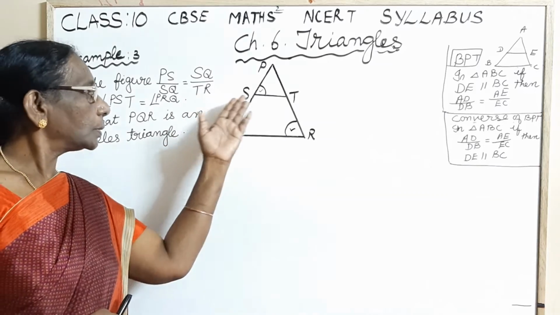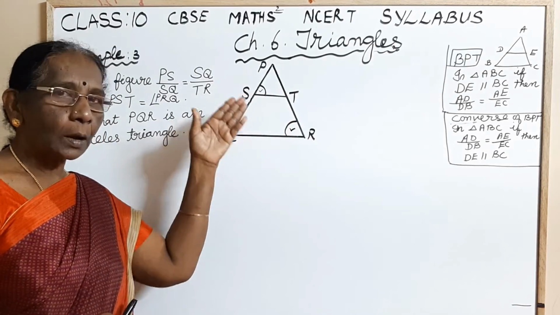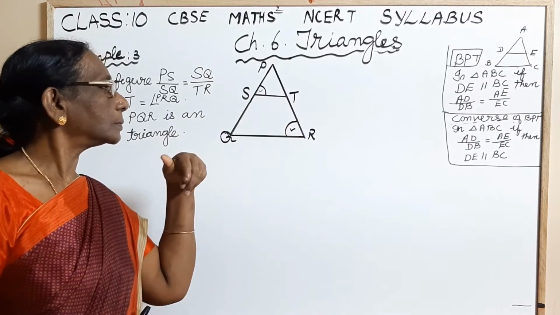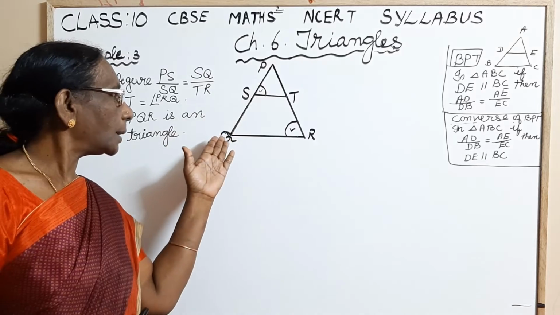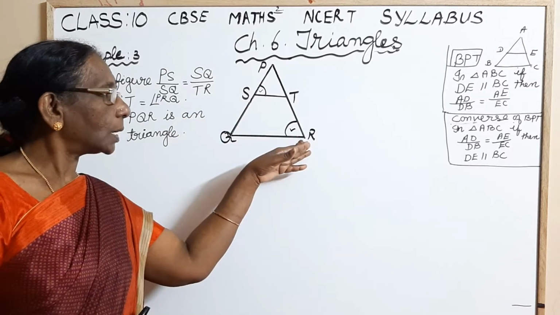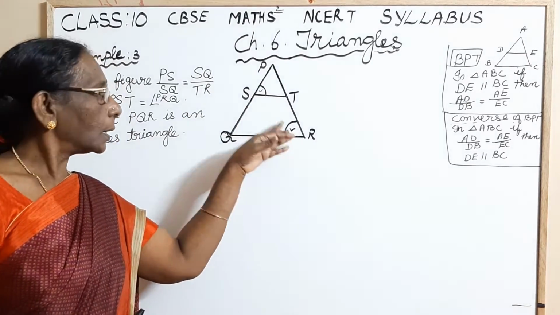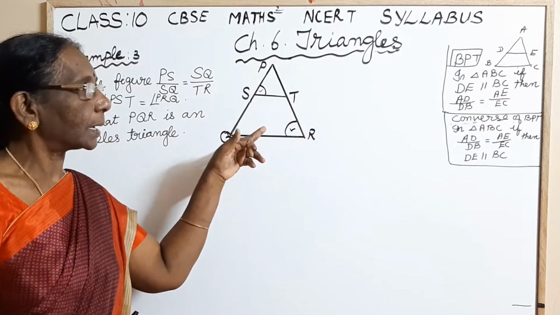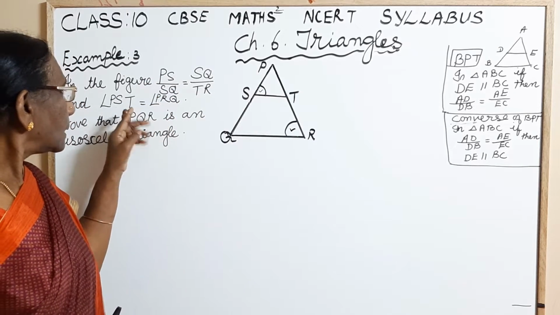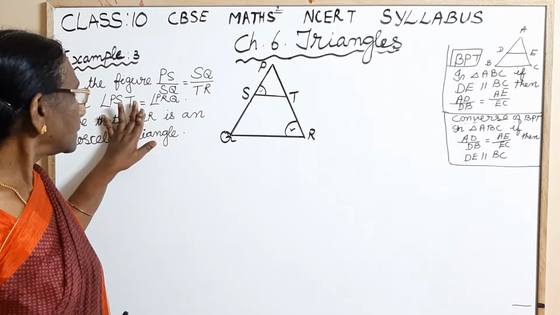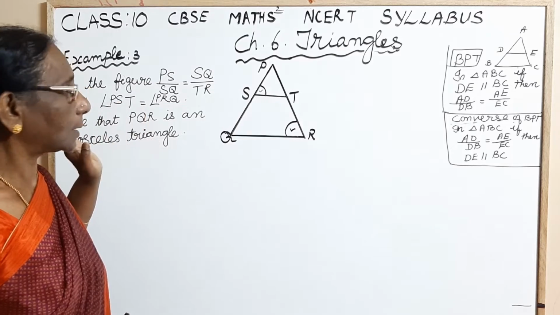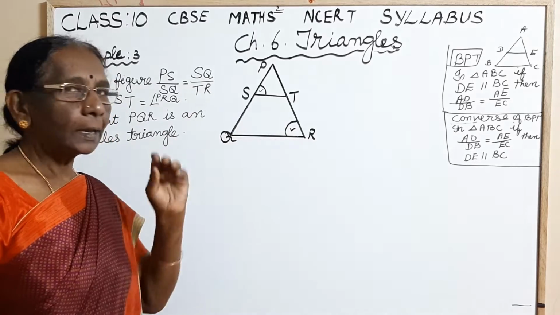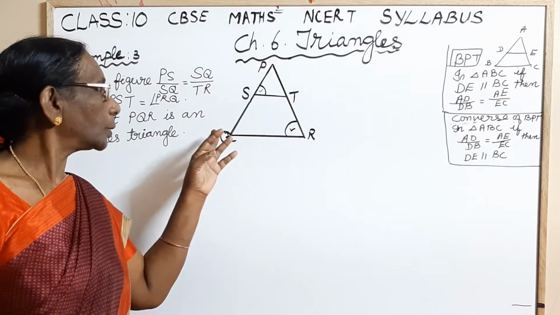If we want to prove these two sides are equal, we have to prove the angles opposite to them are also equal. What is the angle opposite to the side PQ? PQ represents the name of the side, and the opposite angle is represented by the remaining letter of the name of the triangle. So R is the angle opposite to the side PQ.